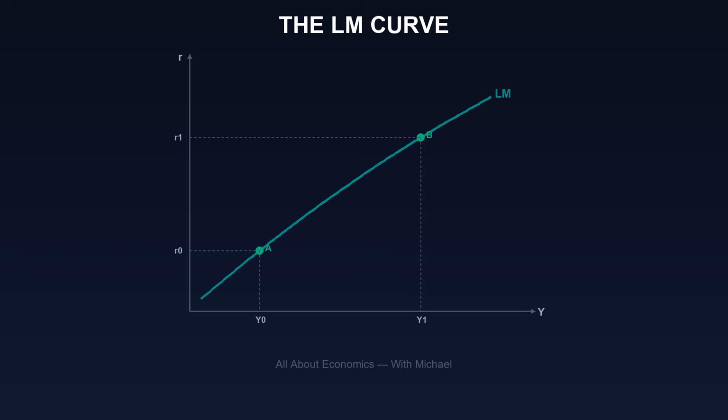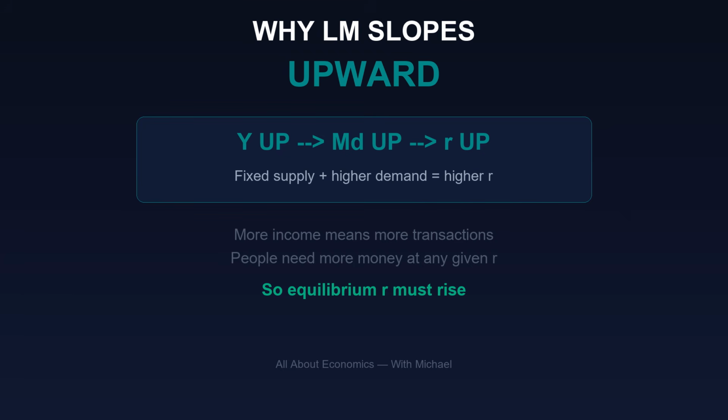Let's really consolidate what we've learned right here. The LM curve isn't just some arbitrary line. It's a visual representation of the continuous money market equilibrium we just plotted. Every single point on that upward sloping line represents a specific combination of interest rate, R, and output, Y, where the demand for money perfectly equals the supply of money. It's basically an unbroken map of balance.